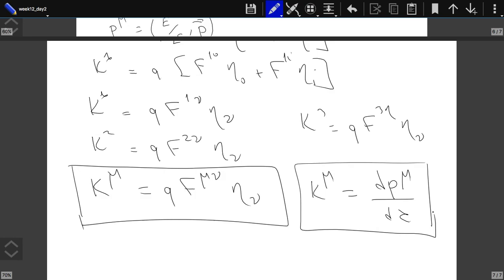This is the corresponding expression of the equation of motion for a particle in 4-dimensional notation. K3 is Q F3 nu, yes. K1, K2, and K3 are the space components of this 4-vector. And in terms of this 4-vector, K mu, our equation of motion is this one.